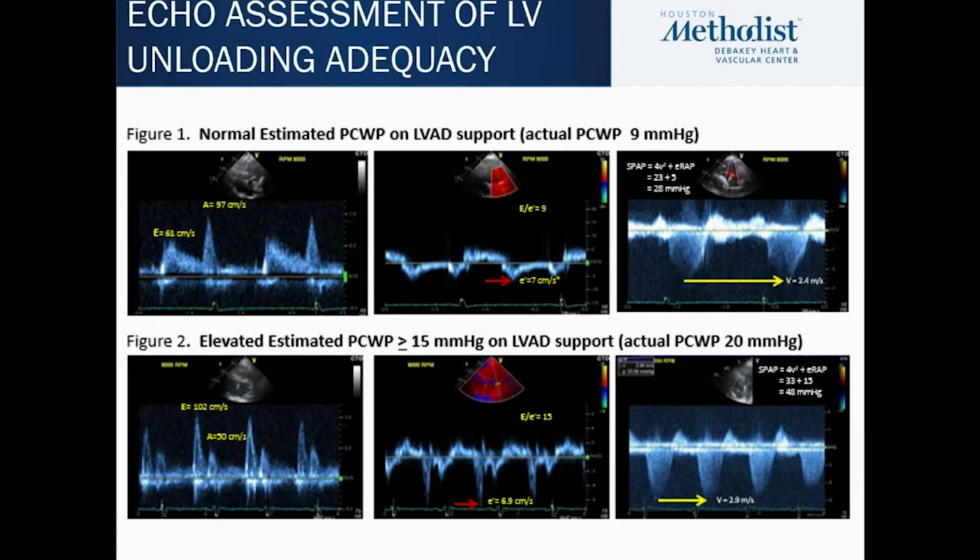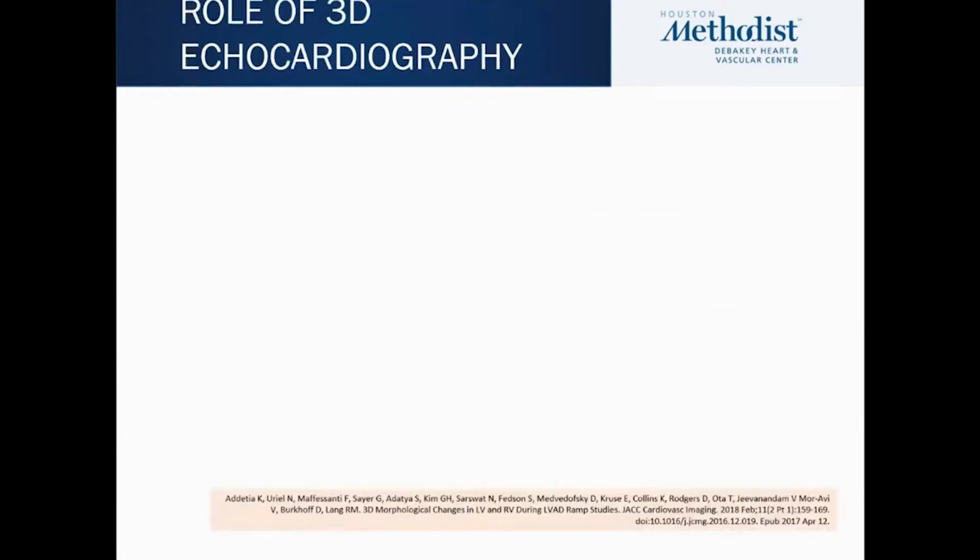And similarly, in figure 2, you see elevated filling pressures with the E to A ratio that looks like it's greater than 2. Again, the E prime is reduced because of the cardiomyopathy, but the E to E prime ratio is 15. And as you can see, the PA systolic pressure is estimated to be 48. So this is somebody who's relatively not so very unloaded.